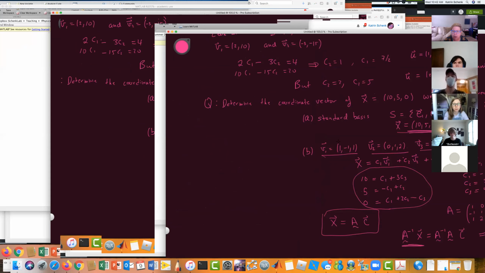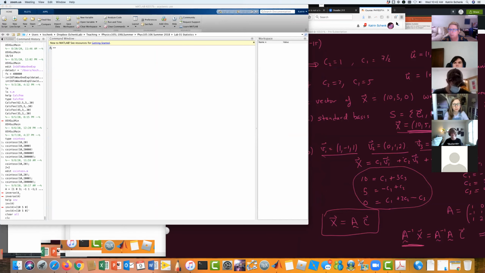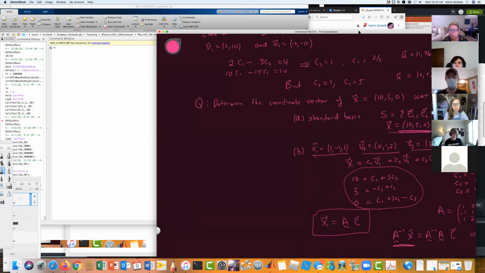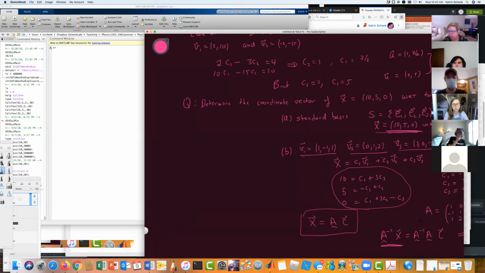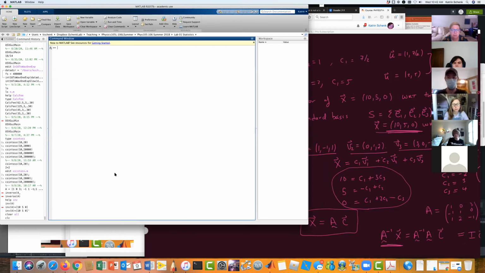Let me close all these windows, they're driving me nuts. I'm going to move this over a little so I can see. I'm going to define the matrix here. Let me move the matrix over so you can see a little better. Sorry, I'm managing all these windows. Give me a second. Okay, here we go.